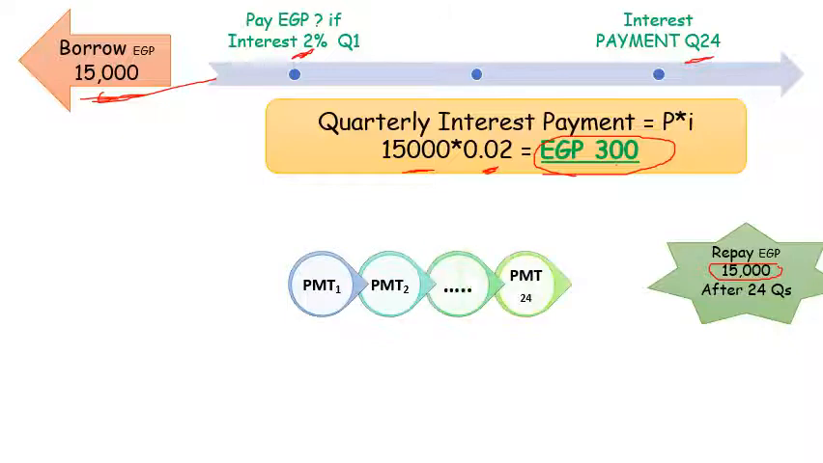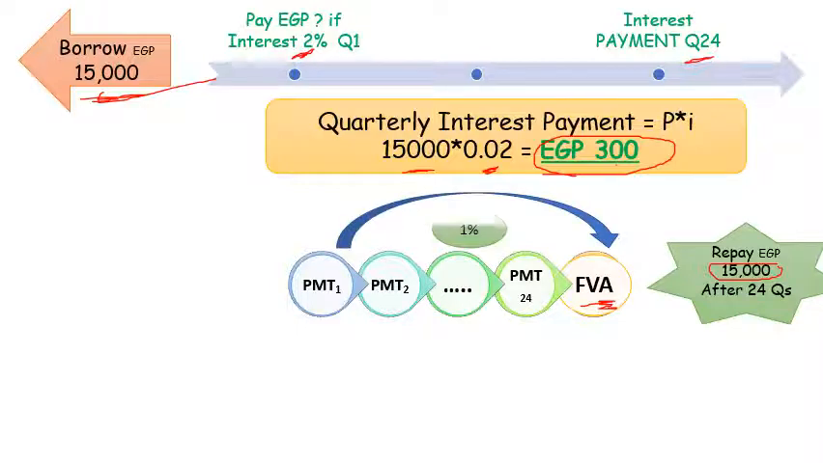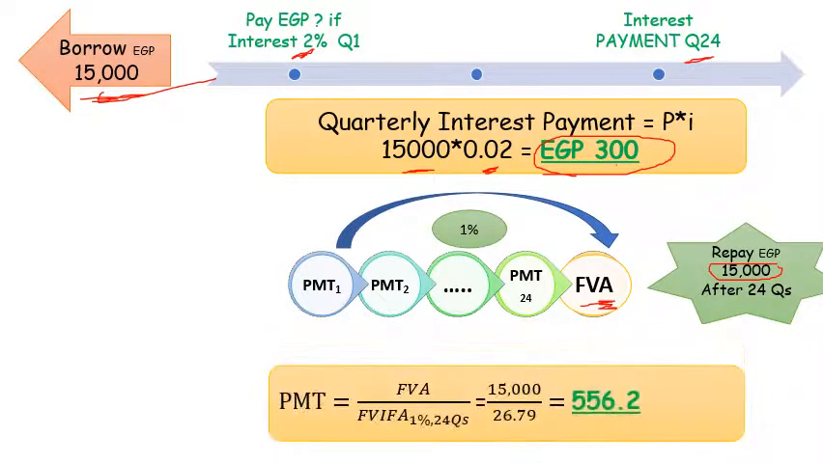He or she will deposit equal quarterly payments to accumulate the future value of 15,000 Egyptian pounds, and accumulate this amount at 1%. So we will use the equations to obtain the amount of payments by dividing the future value of annuity by the future value interest factor for annuity at 1% for 24 quarters. So we divide 15,000 over 26.79, which is a factor.